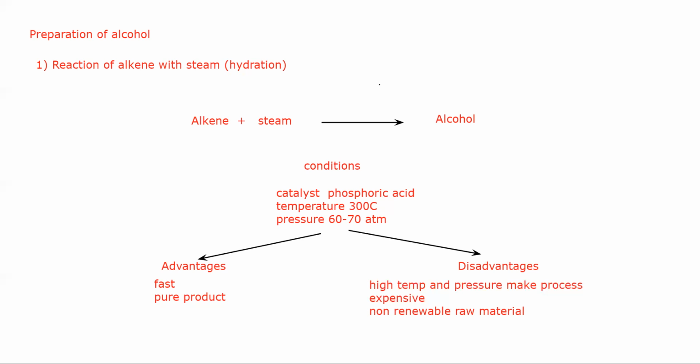This is one method, the first method, to prepare alcohol. The second method is called fermentation. So what happens in fermentation? In fermentation, we have a sugar solution or glucose. It's by fermentation of glucose.